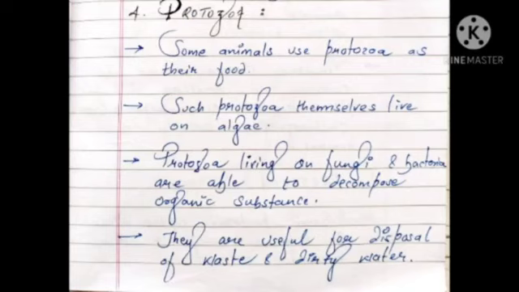Fourth one is protozoa. Some animals use protozoa as their food. Such protozoa themselves live on algae. Protozoa living on fungi and bacteria are able to decompose organic substances. They are useful for disposal of waste and dirty water.